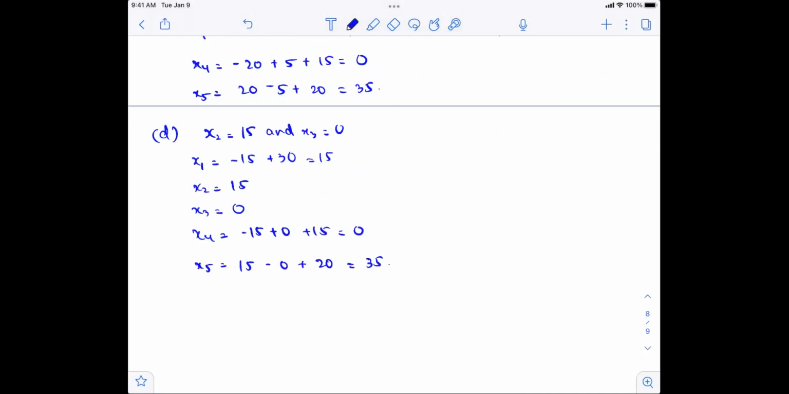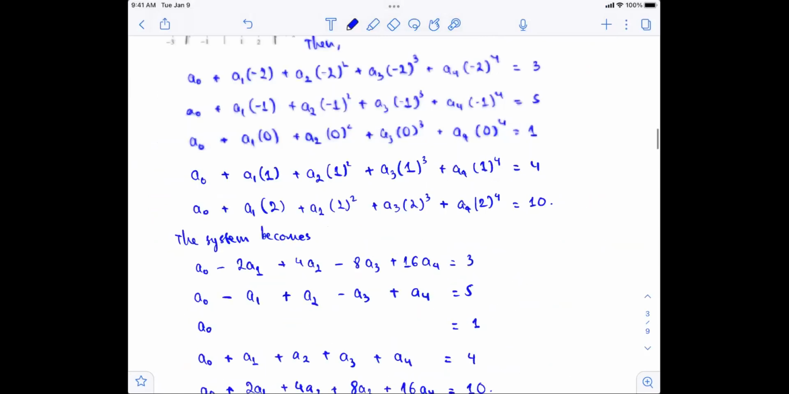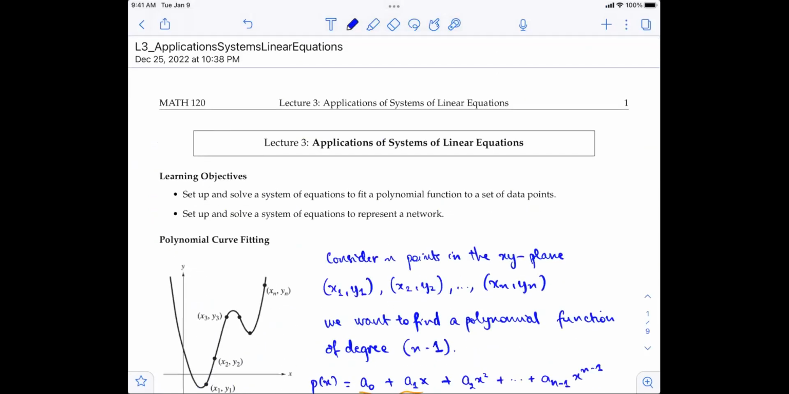So that's it for this lecture. In this lecture, we look at two applications for systems of linear equations. The first one is to use polynomial functions to fit some data points, or another name for that is polynomial curve fitting. And the second application is to use systems of linear equations to solve for some network flow, or the flow of a network.